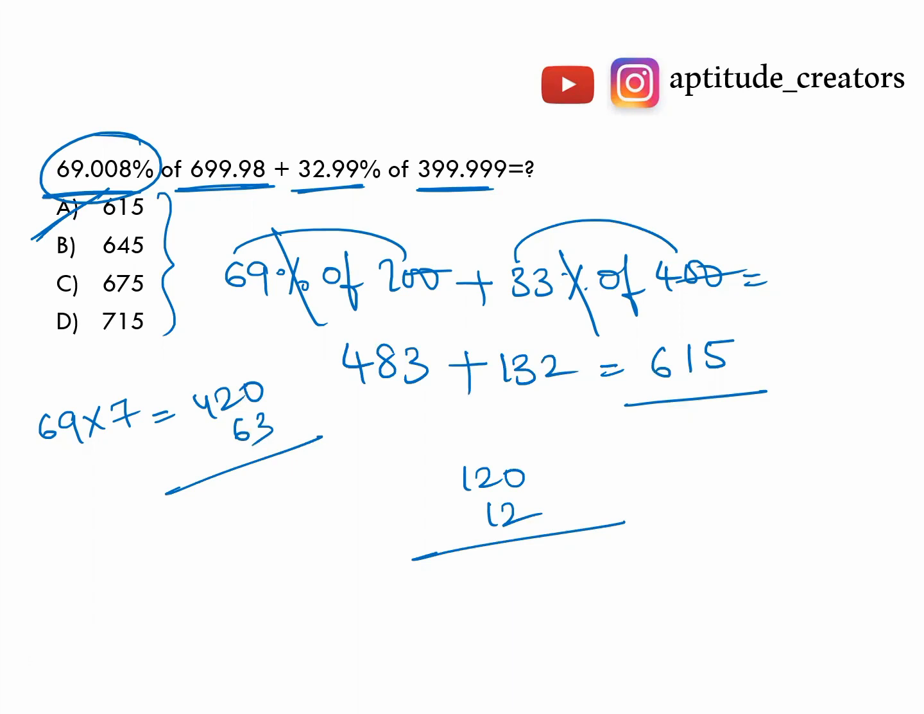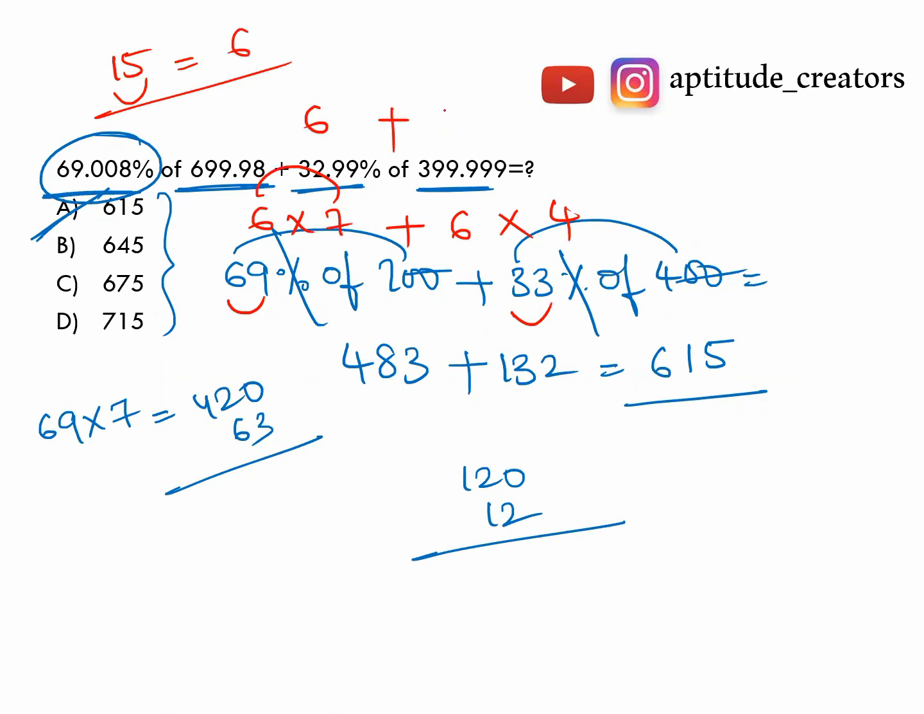Now, instead of calculating like this, we can solve by using the digital sum method also. What is the digital sum here? 69 means 6 plus 9 is 15, and 1 plus 5 is equal to 6. Into 7. 33: 3 plus 3 is equal to 6. And here 4. 7 into 6. What is 7 into 6? 42. 4 plus 2 is equal to 6. Plus 6 into 4, which is 24.